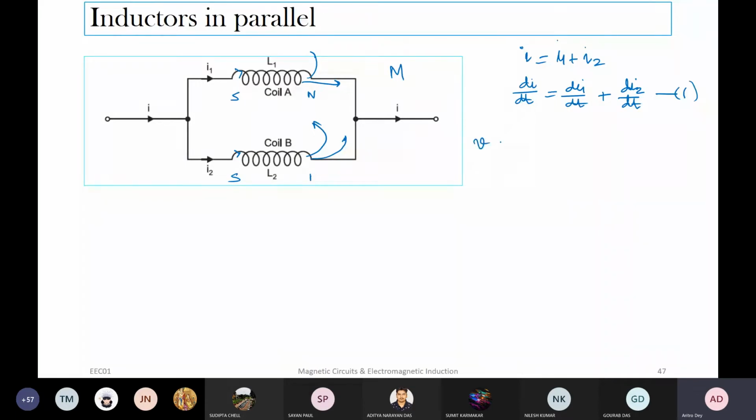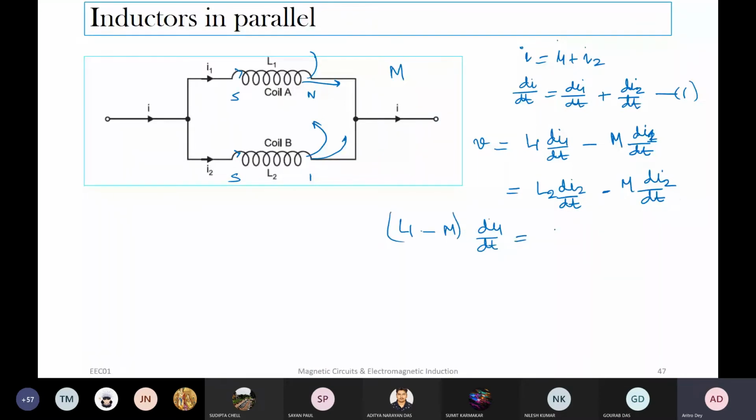Then we can find out the drop across it. Drop is equal to L1 into di1 dt plus minus M into di2 dt. Similarly, L2 into di2 dt. Sorry, it should be the other way around. It should be opposing. Now we'll write it like this, di1 dt here. So now we can write L1 minus M into di1 dt is equal to L2 minus M into di2 dt.